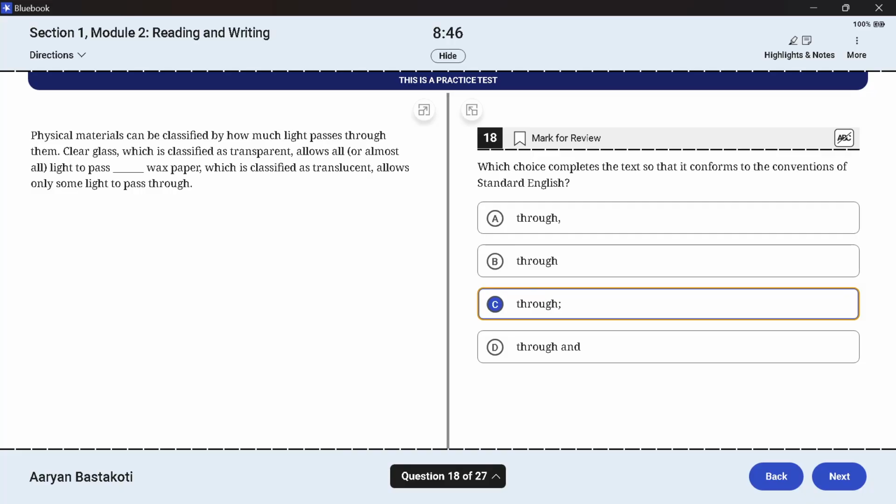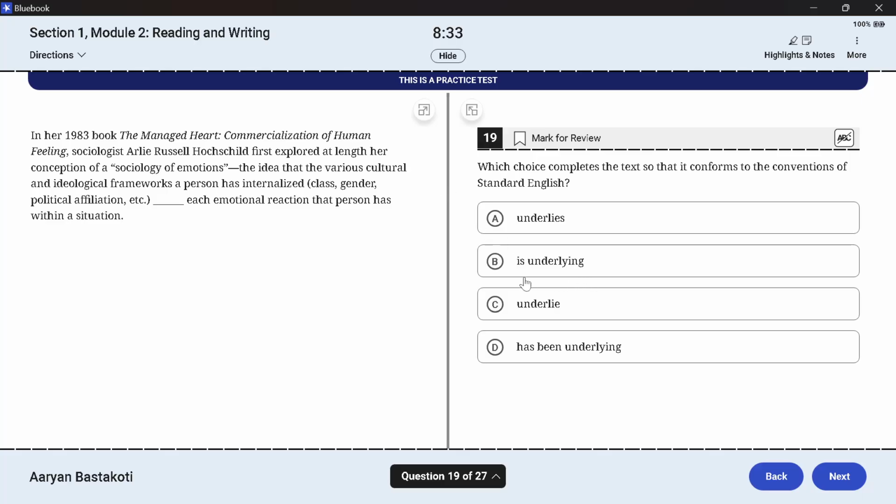Allows all light to pass through. Okay, since we are comparing only two, clear glass and wax paper, I think "and" would be the right choice. Underlying. Okay.